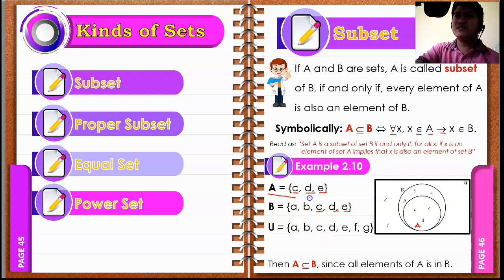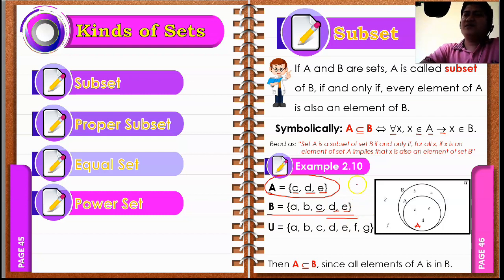Since all elements of A are also in set B, that is an example of subset. In case, for example, I add F here in our set A, then A is not a subset of set B. Why? Because F is not an element of set B. So as simple as that. That is how we understand the subset.